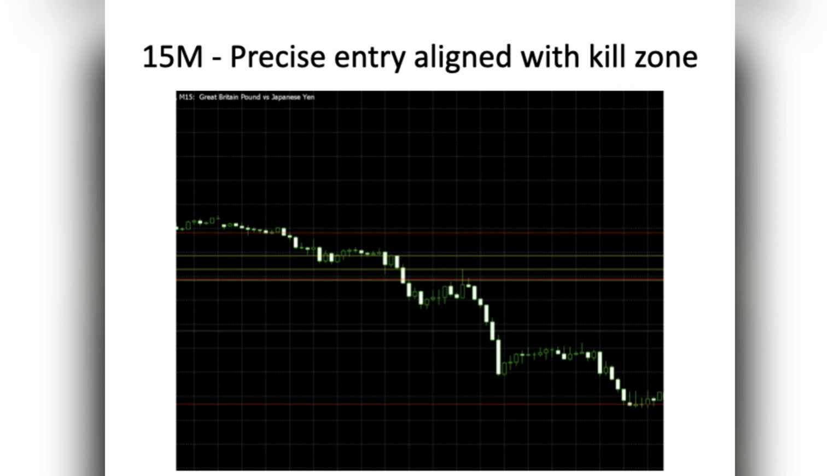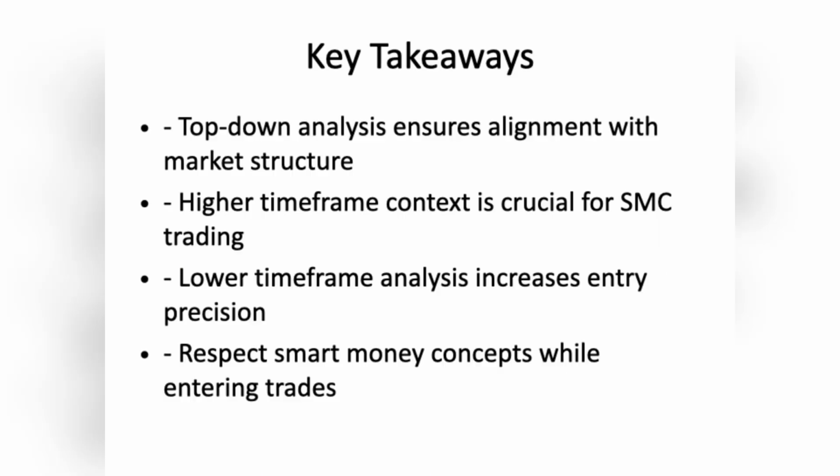The fair value gap as well as stop loss placement are highlighted in yellow. This signifies a perfect confluence for a short trade. The entry aligns with the bearish breaker block, the expectation of a move down to the weekly low, and the kill zone timing. Let's recap the key takeaways from this entire lesson.